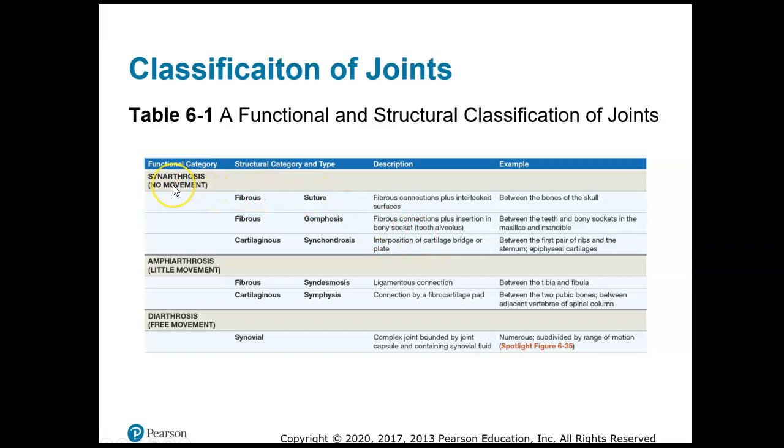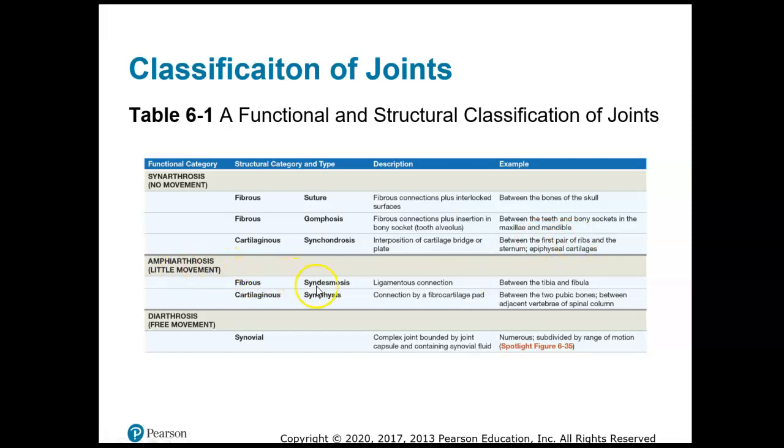Now, the ones that permit no movement, one of the synarthroses is called a suture, and it's a fibrous joint between the bones of the skull, permits no movement. A gomphosis, which is between the teeth and their sockets, that's also a fibrous synarthrosis. And then a synchondrosis is a cartilaginous synarthrosis. And we see that with our epiphyseal plate or epiphyseal cartilage, and also between the first pair of ribs and the sternum.